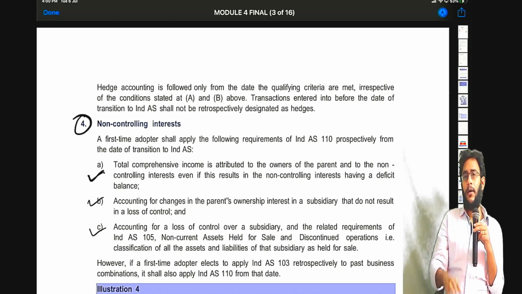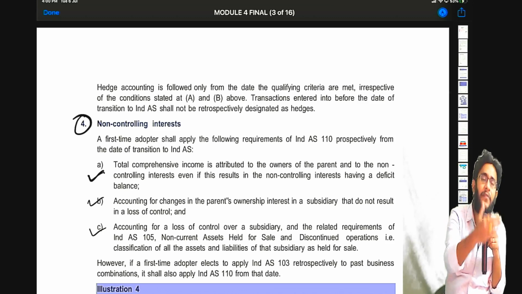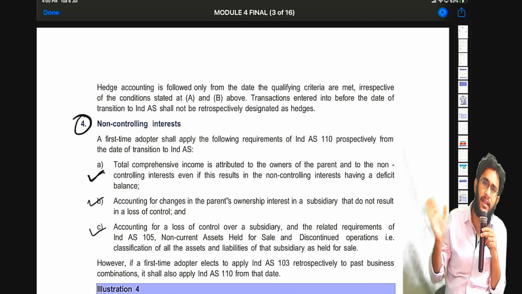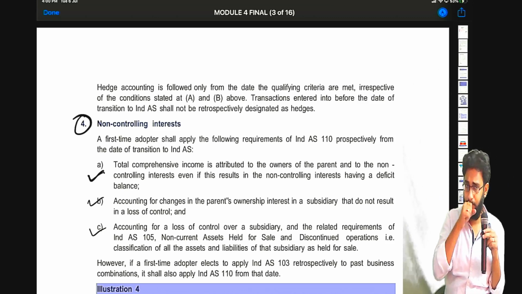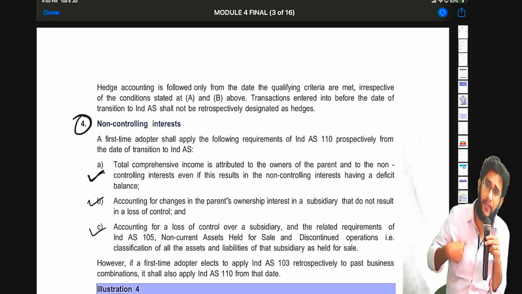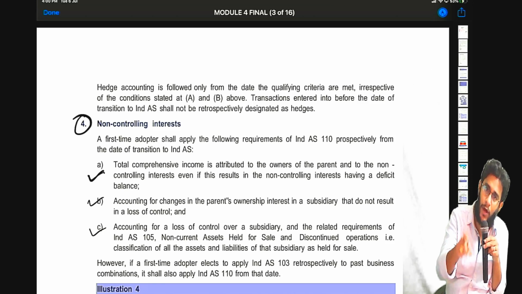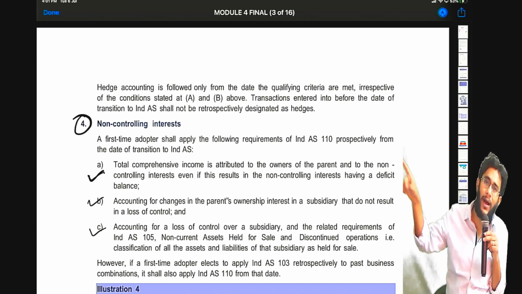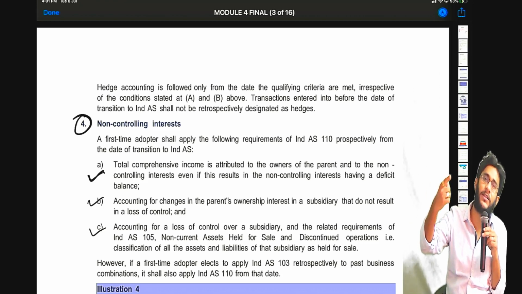What Ind AS 101 says is, from hereafter you apply Ind AS 110 prospectively. In the past, whatever has happened, let it be. So, in my consolidated balance sheet, if I have an NCI with zero, actually that should have been negative, but I'm showing it zero, then show zero only. Don't go back and apply Ind AS 110 retrospectively.